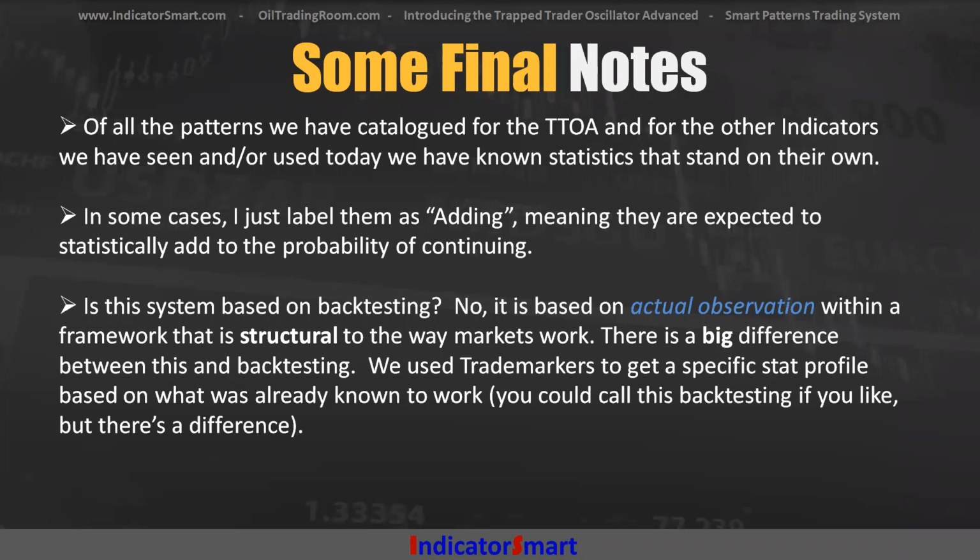And I could get into all kinds of theory about that and the probability distributions and how things tend to regress and things like that. What we want is something that is getting probabilities that exceed anything near random. That's why I got like the 75% cutoff. So we use trade markers to get a specific stat profile based on what was already known. You could call it backtesting if you wanted to, but it's really not backtesting. It's just confirmation of what is already known.